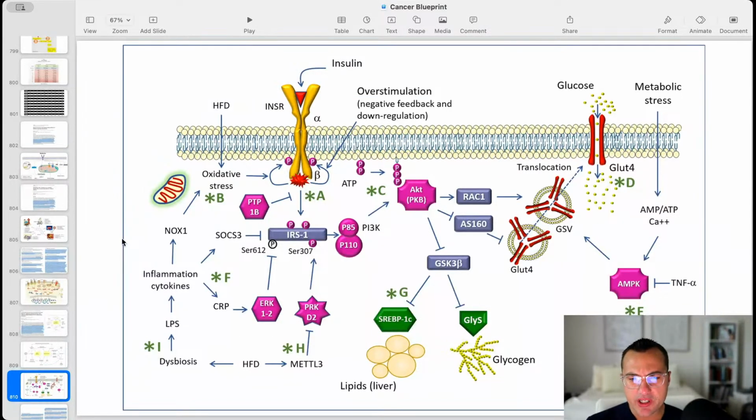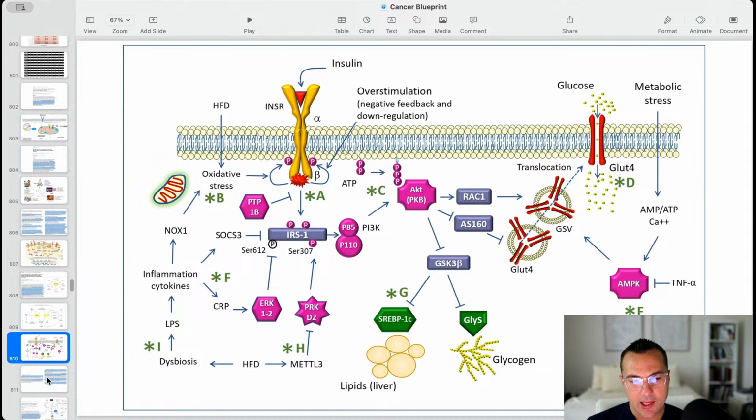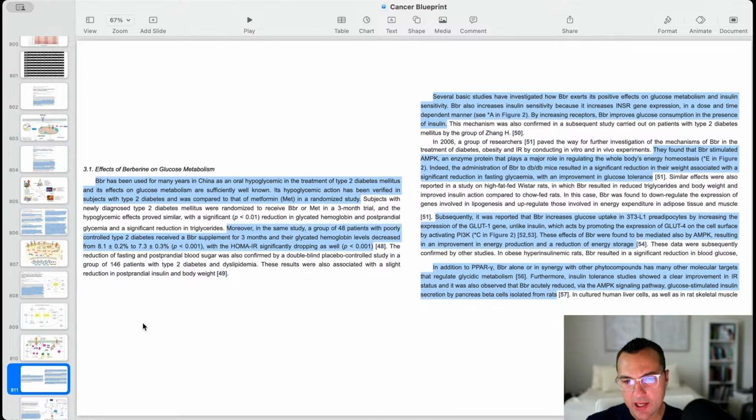So basically, this is looking at very similar mechanisms of what we've seen in the past of how berberine, in particular, as well as the other, quercetin and silymarin, have effects on a variety of systems. And it's best characterized by looking at what is actually written and what I've highlighted in the papers here. So effects of berberine on glucose metabolism. Berberine has been used for many years in China as an oral hypoglycemic in the treatment of diabetes mellitus type 2, and its effects on blood glucose metabolism are sufficiently well known.